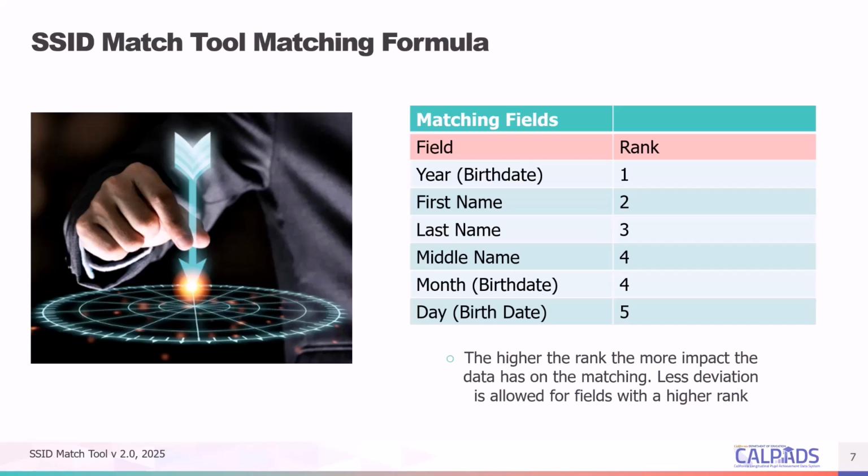Notice that the birthday field has three different elements of match criteria. The higher ranking fields can have less deviation or difference to be included as a match. So looking at this table, you can see a difference in the birth year between a candidate and a submitted record is more significant than the difference in the birth day. So a typo in the birth year may not result in a match at all, but a typo in the day may result in a match just with a lower score.